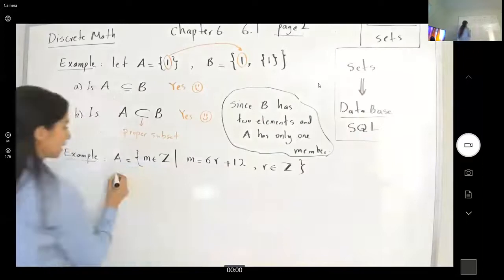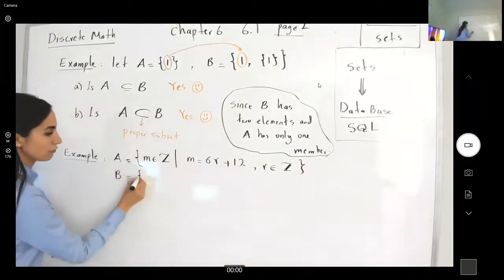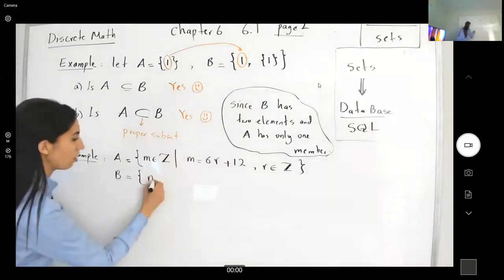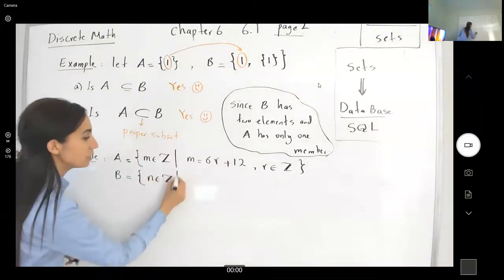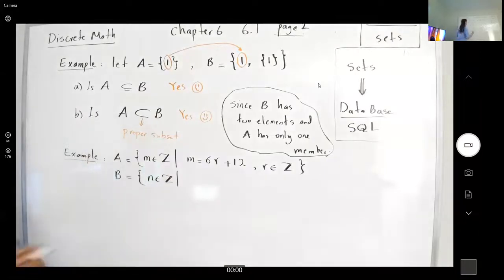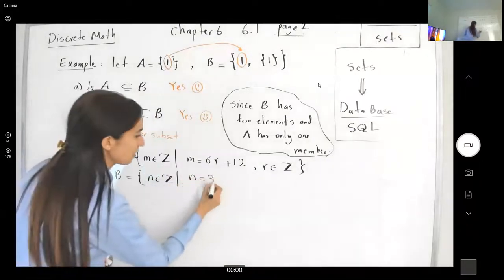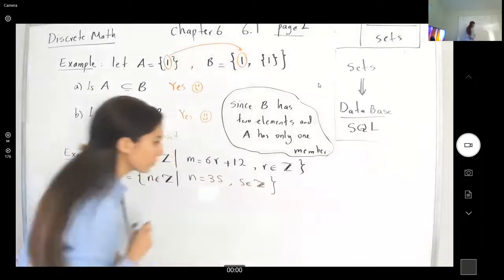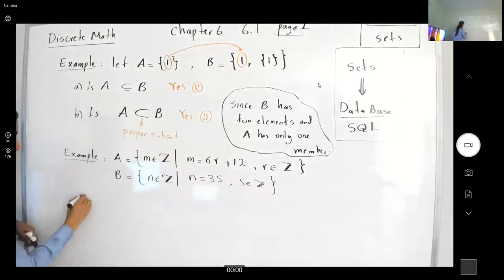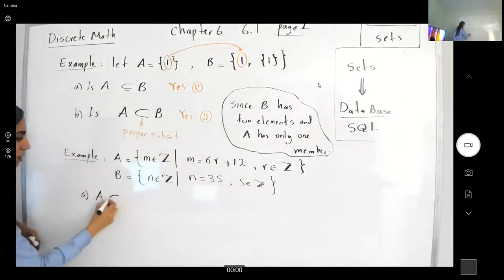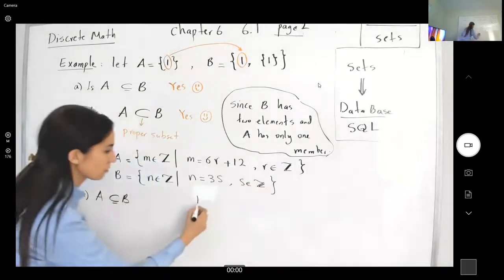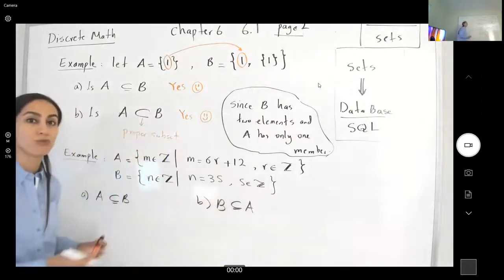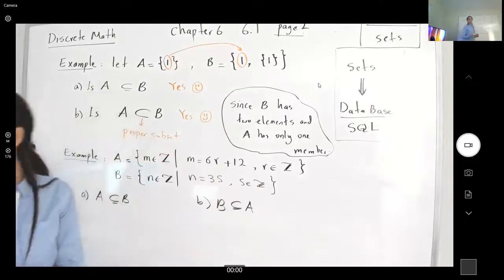The second set is set B, which is defined as the set of all integers like N such that N is equal to 3S. S is also an integer. Which one is true? A is a subset of B, or B is a subset of A. Which one is true?